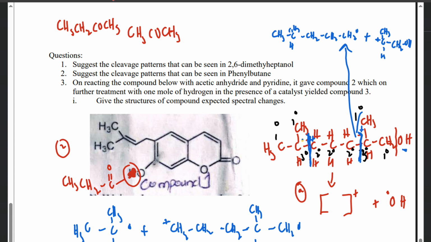Which on further reaction with 1 mole of hydrogen in the presence of a catalyst, gave compound 3. So 1 mole of hydrogen will take away this double bond here, so we are going to have a single bond there, and hydrogen, right? So the spectral change basically is just we are going to do the fragmentation patterns for the structure. That's basically what we're going to do. We're going to do the fragmentation pattern. But let's stop here.